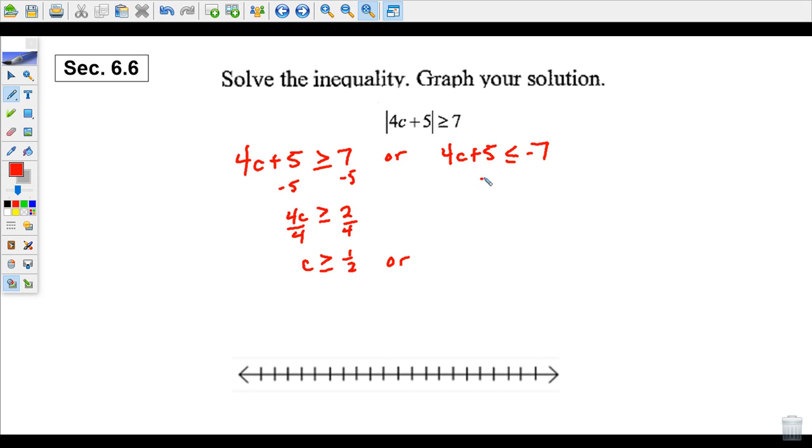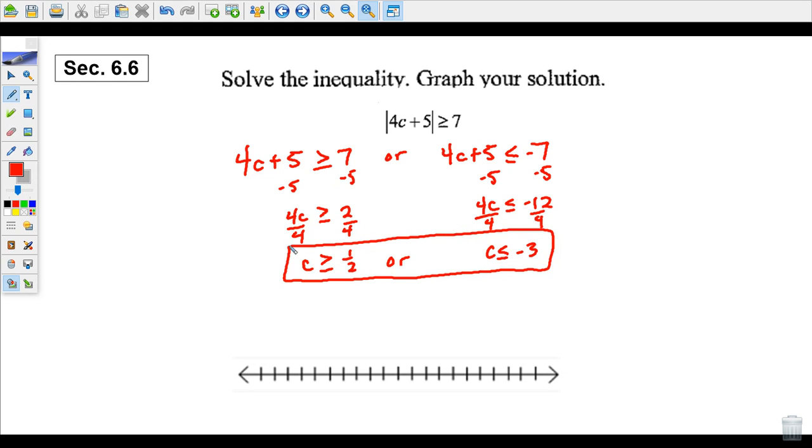Or over here when we solve, -5, -5. 4c is less than or equal to, that'd be -12, divide by 4. C is going to be less than or equal to -3. So less than or equal to -3, or it is greater than or equal to 1/2.